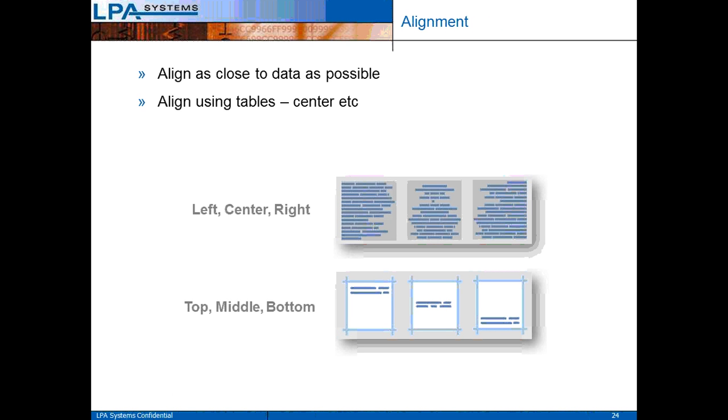Another end user experience consideration is the alignment of your objects. Try to make sure text objects have consistency from a left, center, right justification standpoint, as well as top, middle, bottom. Use tables to center and control the alignment as much as possible.